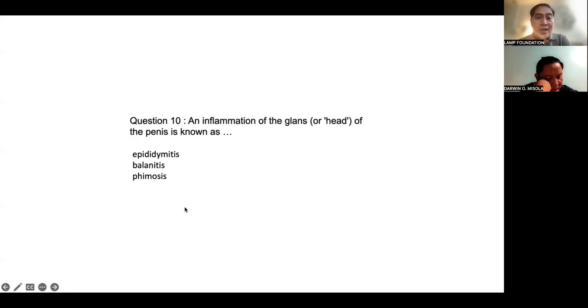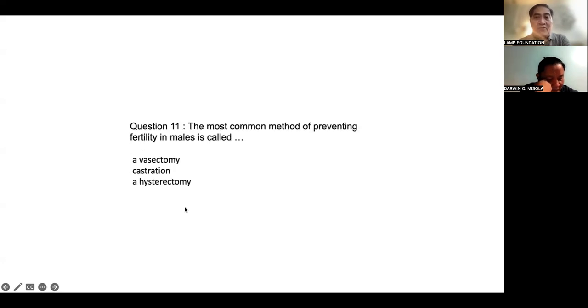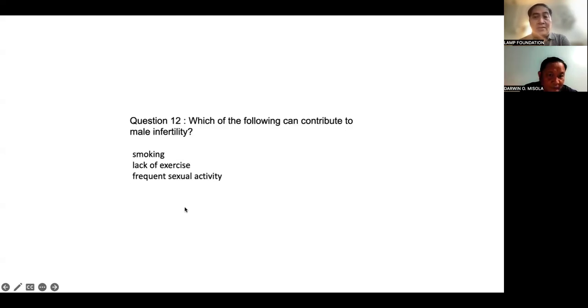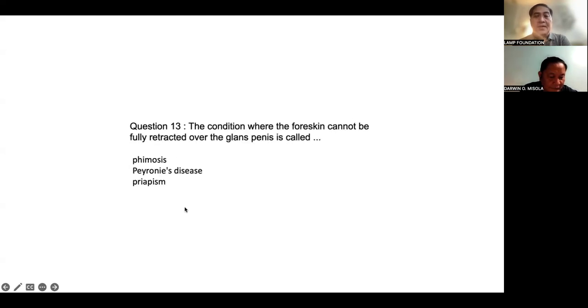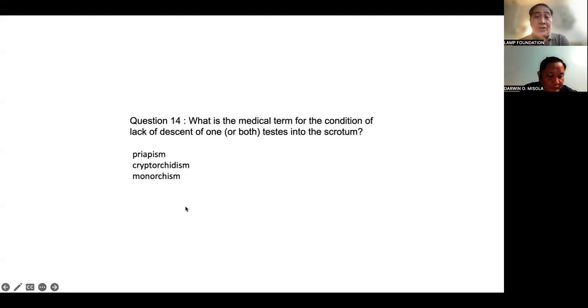Inflammation of the glans or head of the penis is known as balanitis, Doc. Balanitis. Which of the following can contribute to male infertility? Smoking po, Doc. Condition where the foreskin cannot be fully retracted over the glans penis is called phimosis. Okay. What is the medical term for the condition of lack of descent of one or both testes into the scrotum?